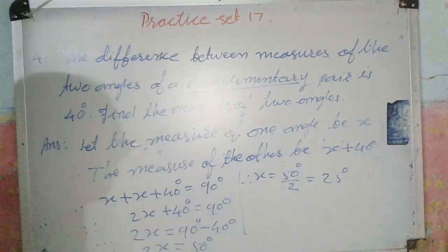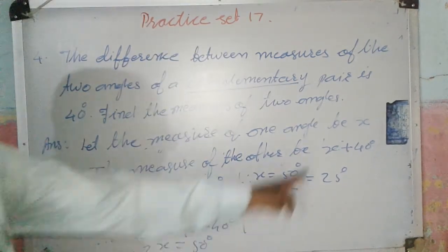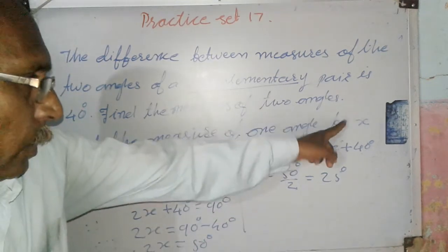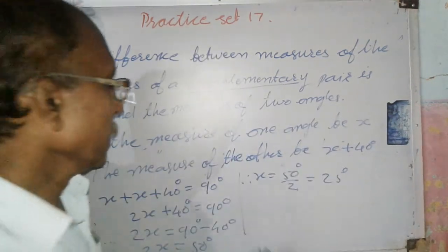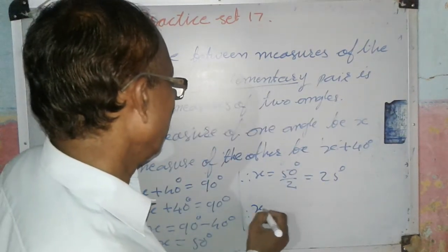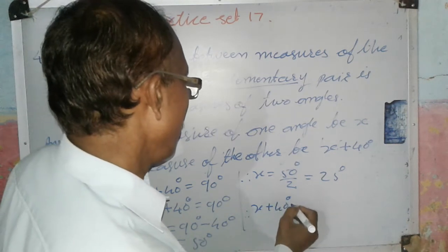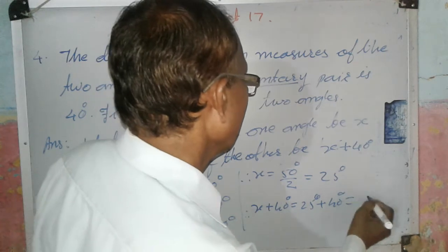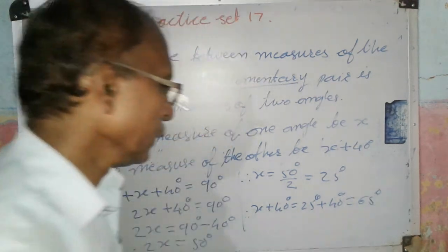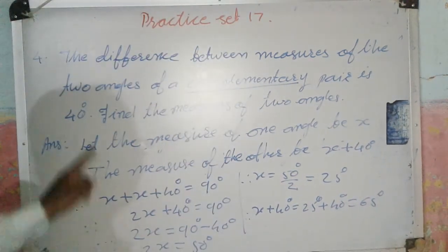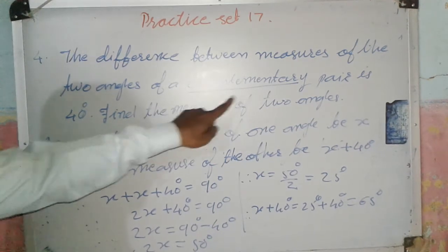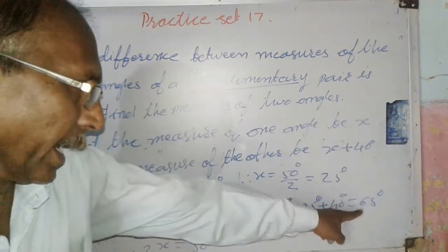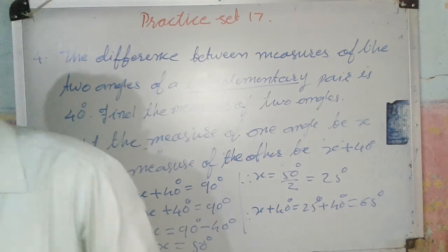So one angle is 25 degrees. That means x is equal to 25. So the other will be x plus 40, that means 25 plus 40, 65 degrees. And therefore, the measures of those angles are 25 degrees and 65 degrees.